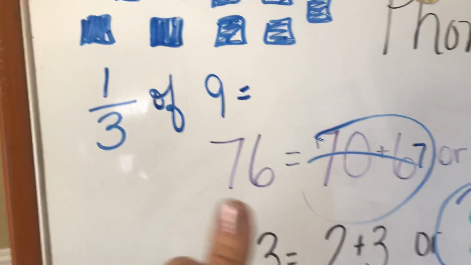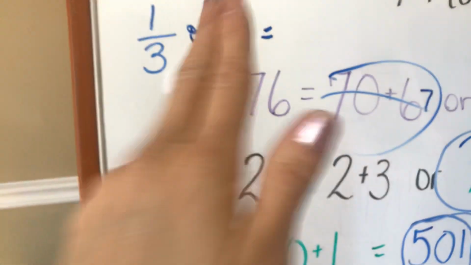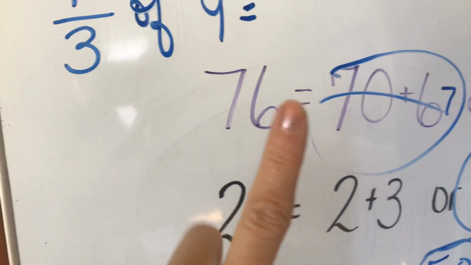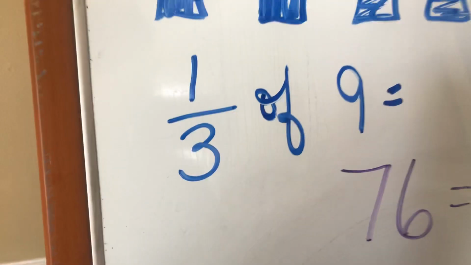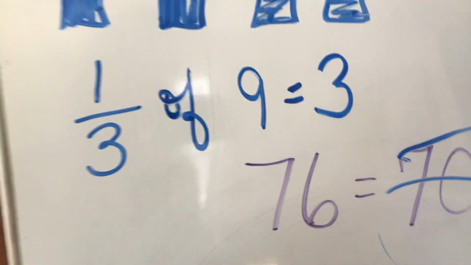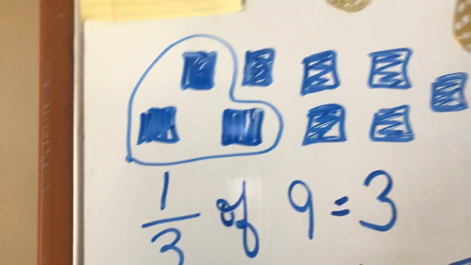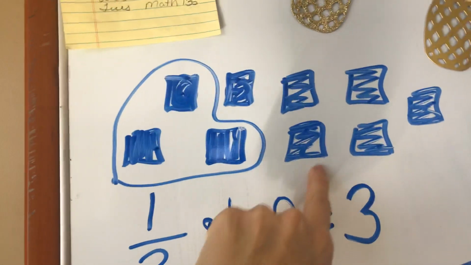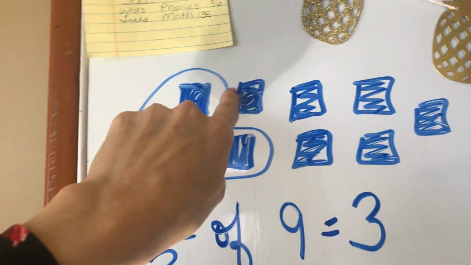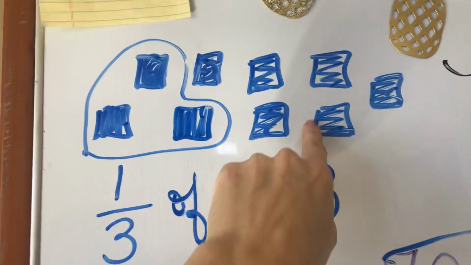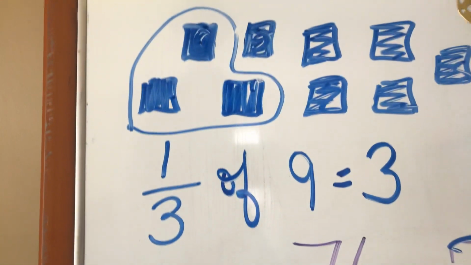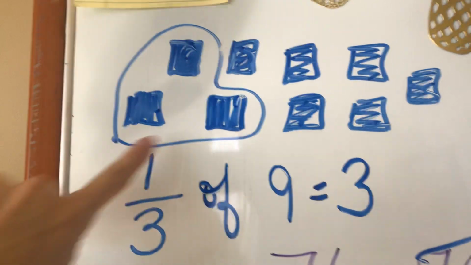So count with me. 3, 6, 9. You should have had 3, 6, 9. Hey, that's what we counted by. There were 3 in each group. So I would circle one group of 3. Now notice, I also could have another group of 3 and another group of 3, which makes 3 groups, but they just wanted us to circle one of them.